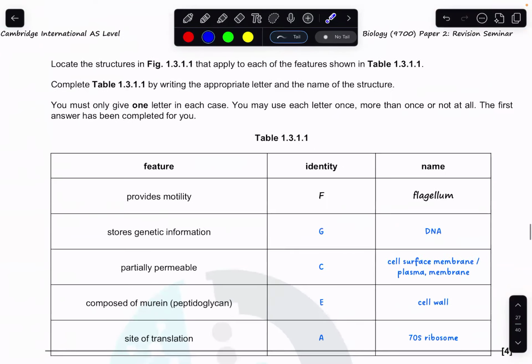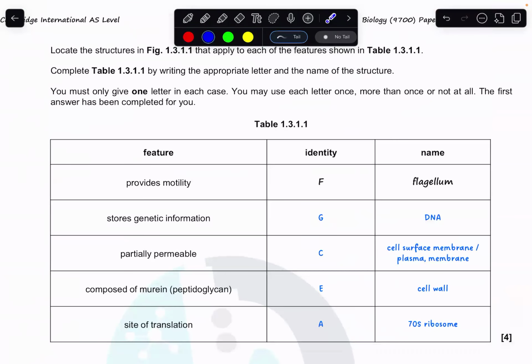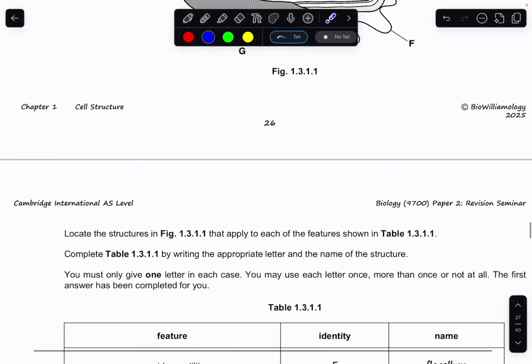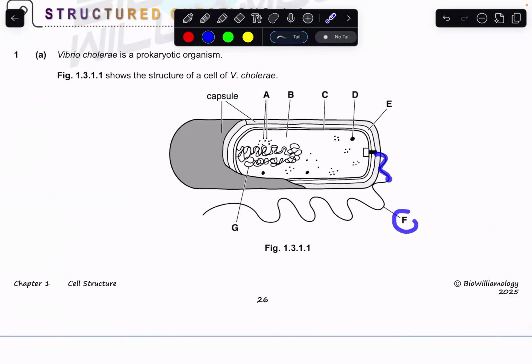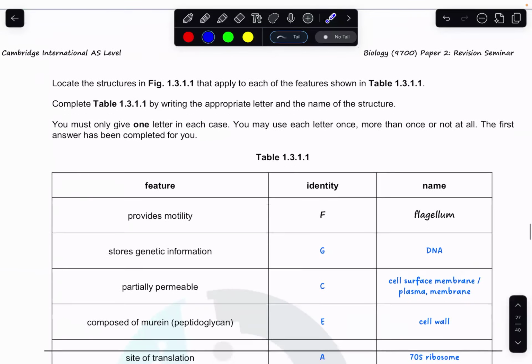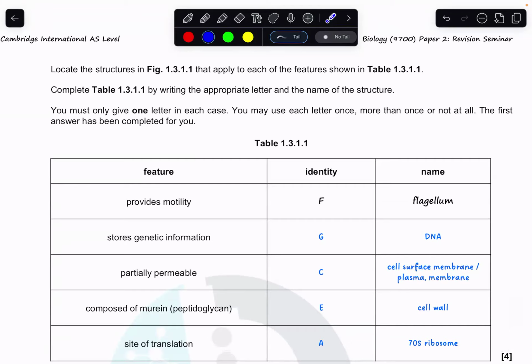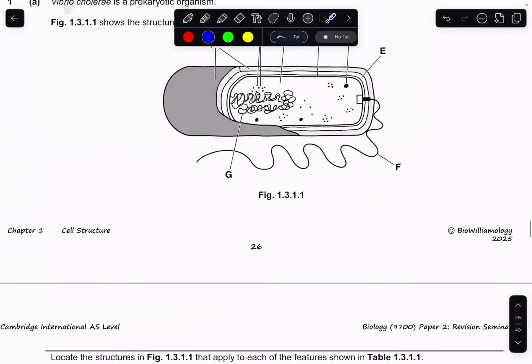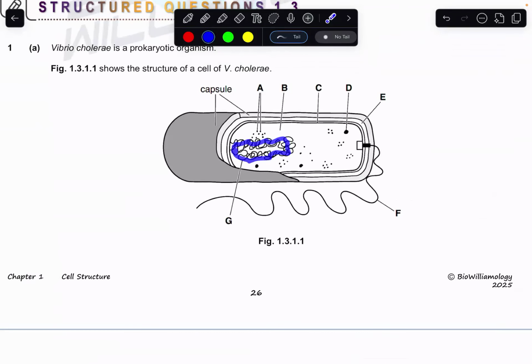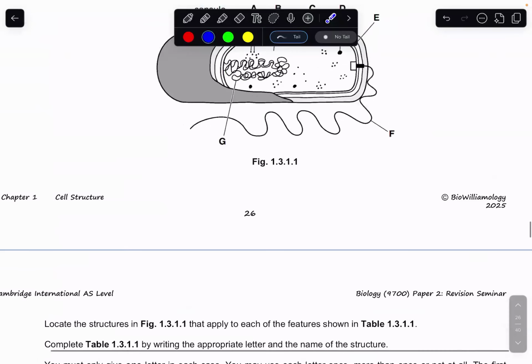First of all, provide motility. So definitely it will be F, because you can see that F is the flagellum. Store genetic information must definitely be DNA. So in this case, the answer is G. You can see the circular DNA here, right?